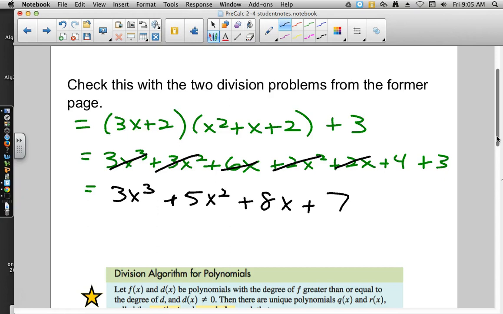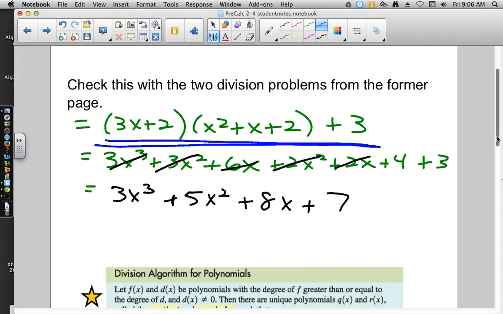And our dividend was 3x cubed plus 5x squared plus 8x plus 7. Yes, we're good. We got it. Whatever we do forwards, we want to be able to do backwards to make sure that we've done it right. Now, we have just found ourselves another way to write our answer. That's another way to write what happened when we did our division. If I wanted to check this out, what I really have to do is multiply divisor, dividend back together and add my remainder, and that will get me what I need.